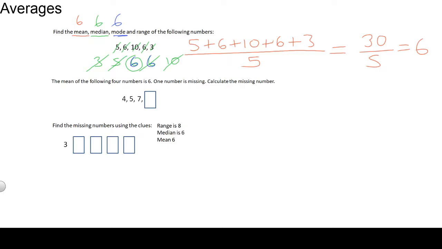Right, the range is biggest take away smallest. So remember this, range is equal to biggest take away smallest. So in this case, we have the biggest number there is 10 minus the smallest, which is 3. The range is 7.